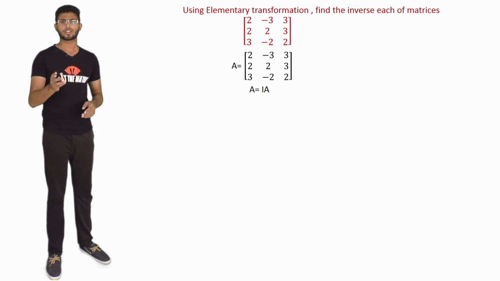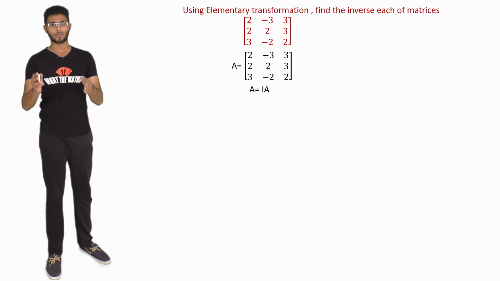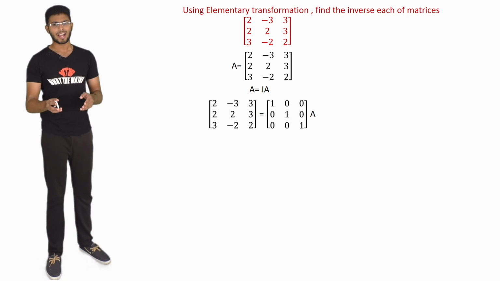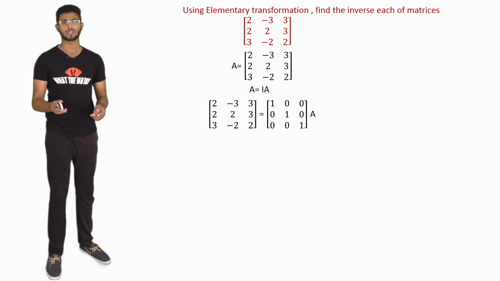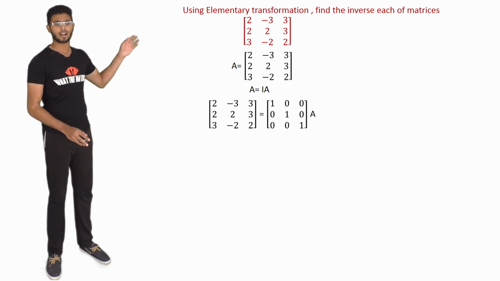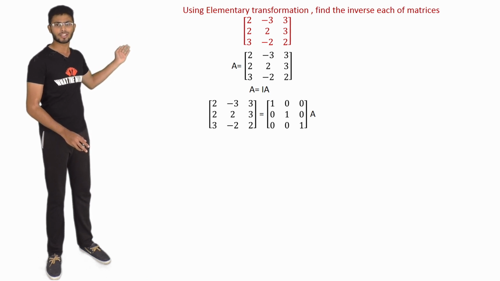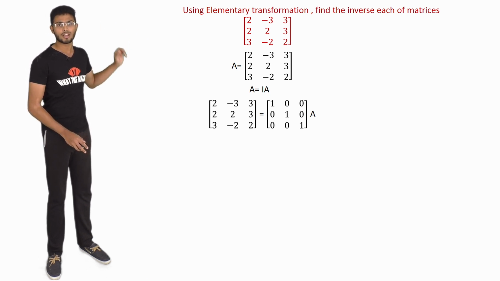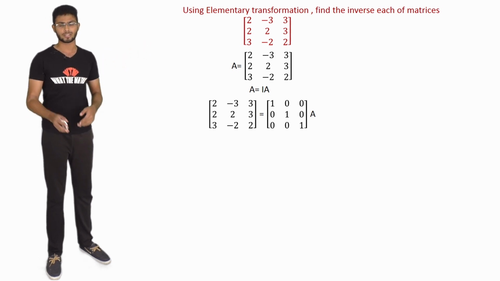We know that A is equal to the identity matrix times A, which means that any matrix times an identity matrix is always the matrix itself. So now we're going to replace the value of A and I. I is an identity matrix, so it's going to have 1 0 0, 0 1 0 and 0 0 1. What we have to do now is make the matrix on the LHS into an identity matrix. Okay, and the matrix on the RHS is going to automatically become your inverse matrix.